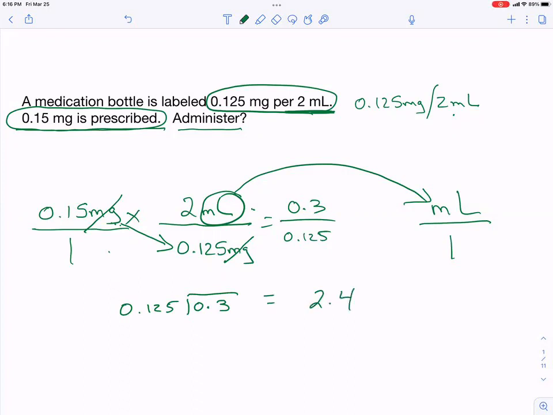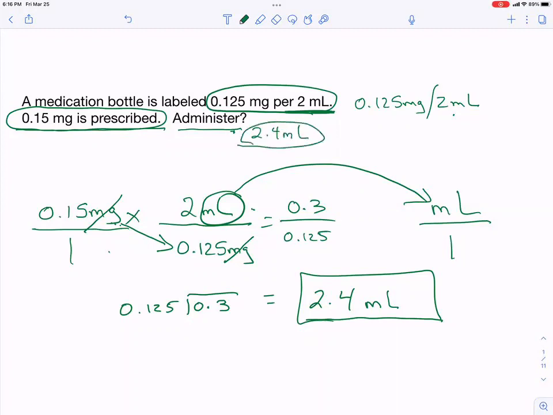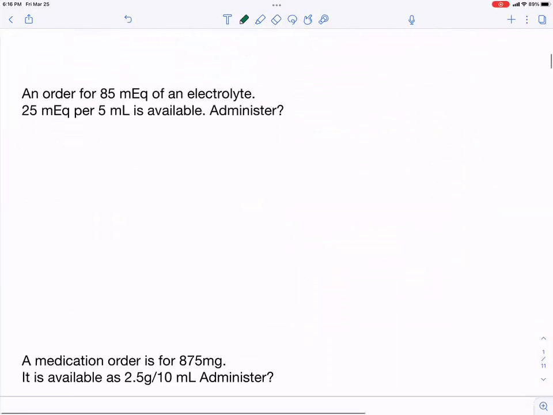2.4. But I can't just answer 2.4. 2.4 what? Turtles? Ducks? No, 2.4 milliliters. I am going to administer to that patient 2.4 milliliters of this medication in order to give the prescribed dose. All right, let's do another problem.